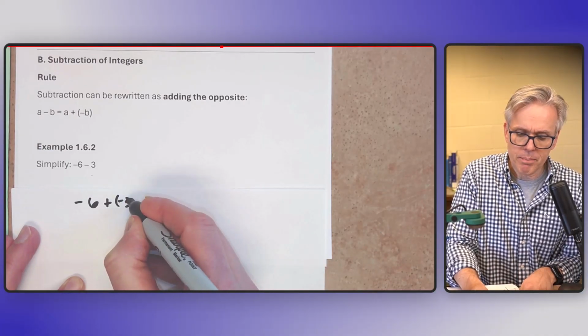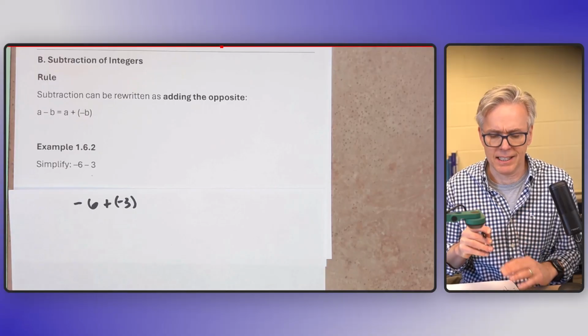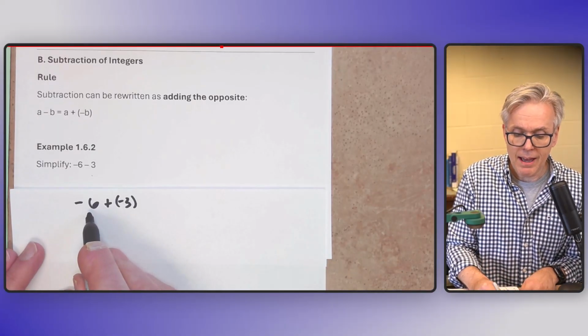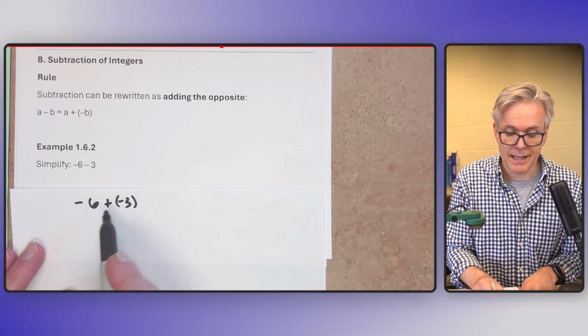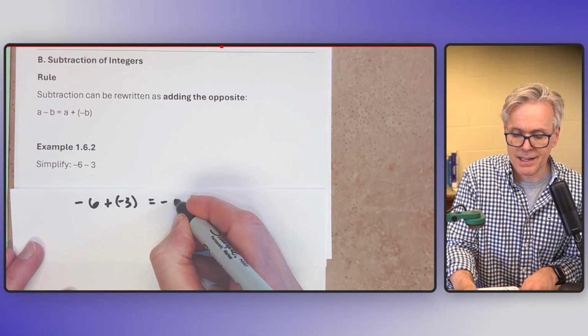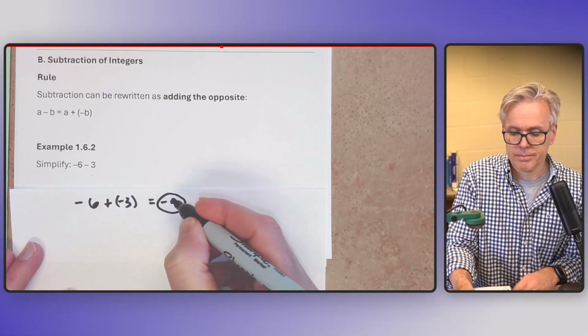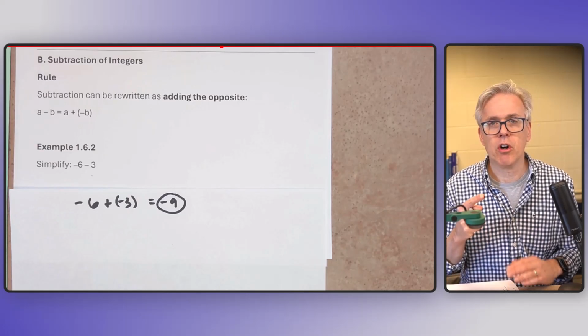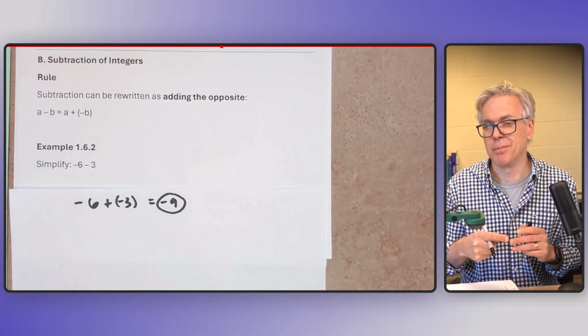And we'll often put parentheses around that second one just for aesthetics. And now we can use our addition rules. We have the same signs, so we're just going to add the numbers together and keep the sign. So it'd be -9. This will really help when we start doing algebraic expressions that have variables.